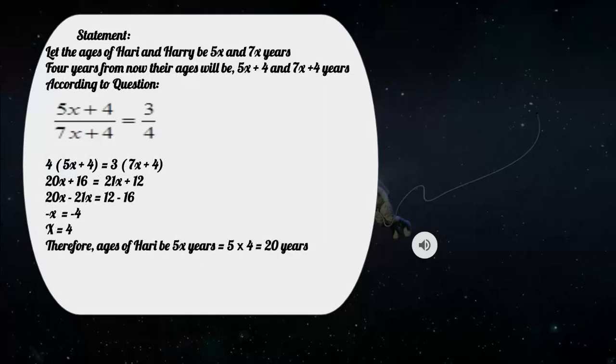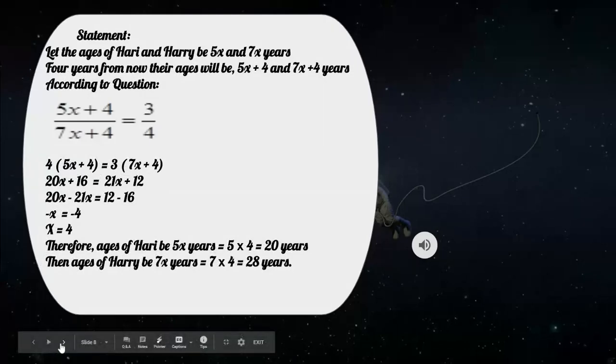Therefore, the age of Hari is 5x, means 5 into 4 is equal to 20 years. In the same way, Harry will be 7x, so 7 into 4, 28 years. So their ages will be 20 and 28 years.